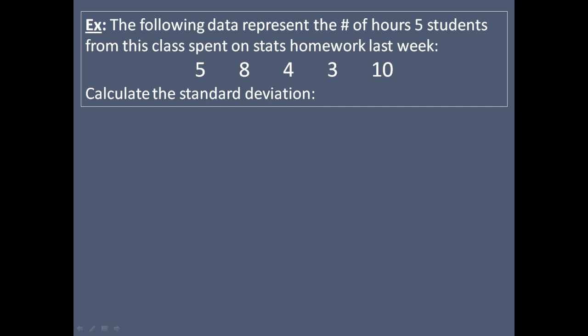Let's look at an example and calculate the appropriate standard deviation. If we were to say that the following data represents the number of hours that 5 students from this class spent on stats homework last week, and we're to calculate the appropriate standard deviation, the first thing we would have to determine, because there is a fundamental difference in the two calculations, is whether we're dealing with population or sample data.